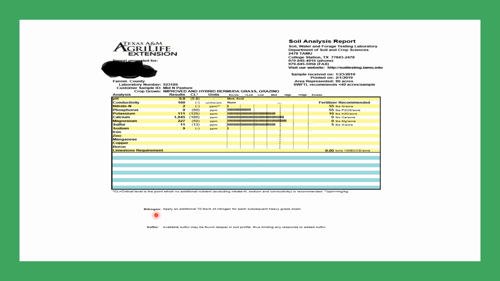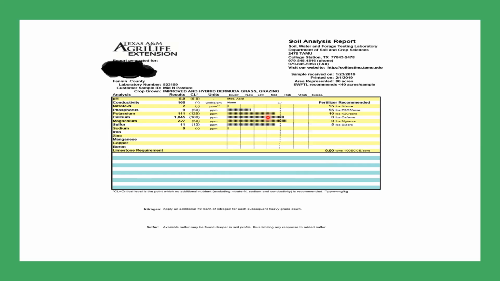Now notice down here in the fine print, this is another area to really pay attention to. On this Bermuda grass, when it's grazed down really short, I have to come back in and apply 70 pounds of nitrogen per acre to bring it back up to the critical level for my grazing situation. This fine print gets overlooked a lot of times, so always make sure to look down below. But for our initial fertilizer application, 55 pounds of nitrogen is going to be required.